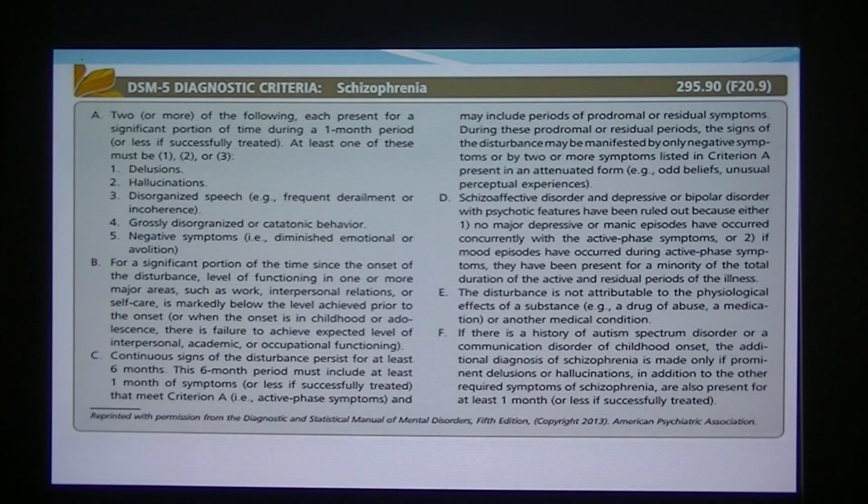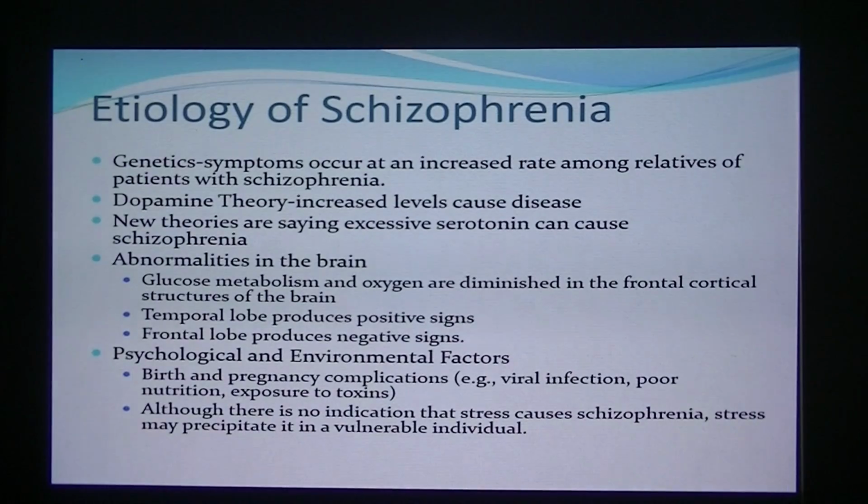They will have psychotic thinking or behavior present for at least 6 months. Schizoaffective, depressive, or bipolar disorders with psychotic features have to be ruled out as well. And also ruled out are substance abuse and medical conditions that could mask schizophrenia. So those all have to be ruled out before a diagnosis of schizophrenia can be made.